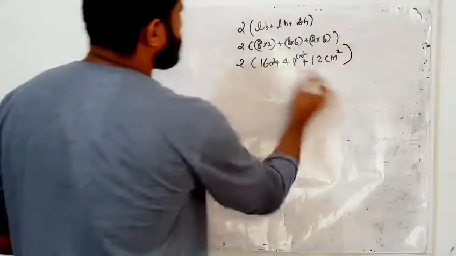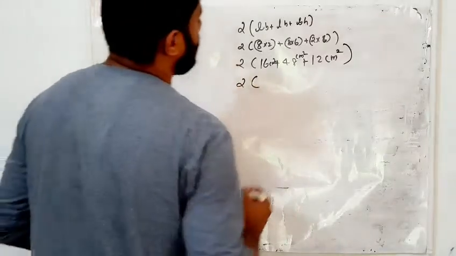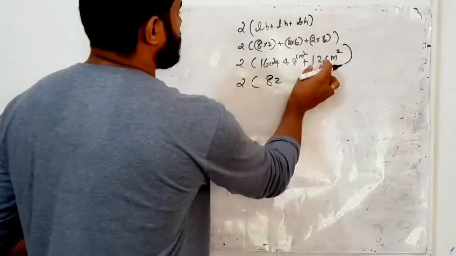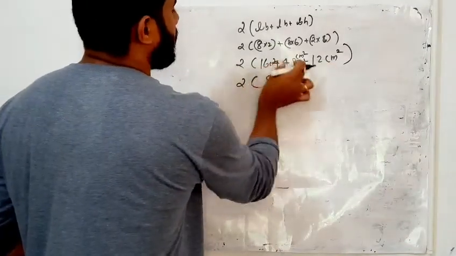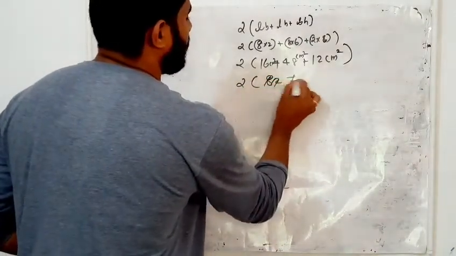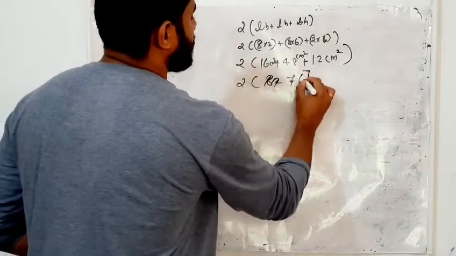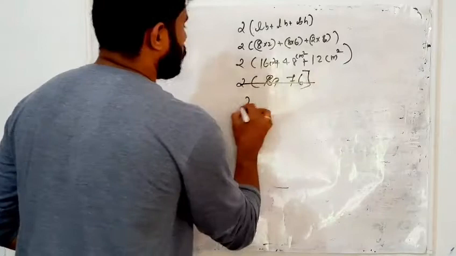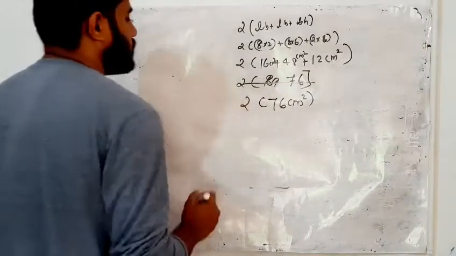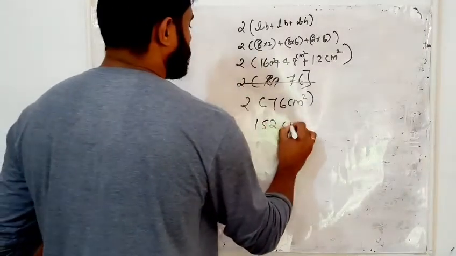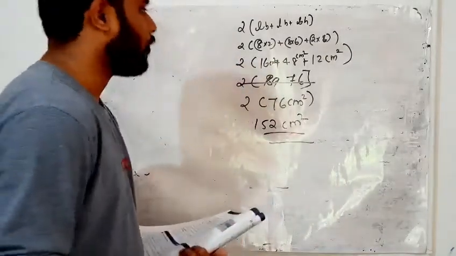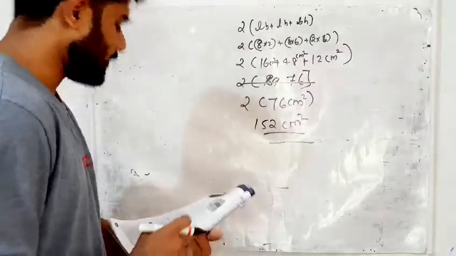So if you add these three things, 16 plus 48 plus 12, 16 plus 12 you will get 28, 28 plus 48, you will get 76 centimeter square. Then 2 into 76 centimeter square, you will get 152 centimeter square. So the total surface area of that figure is 152 centimeter square.